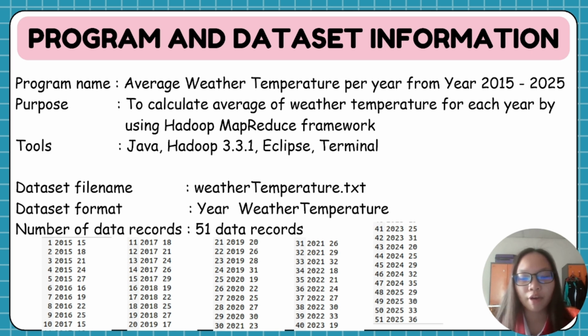The dataset file name is weather temperature text file. Inside the text file, the format is: the left side is the year and the right side is the weather temperature. Looking at the below, there are 51 data records. The left side, like 2015, 2016, 2020, is the year, and the right side, like 18, 21, 24, is the weather temperature.